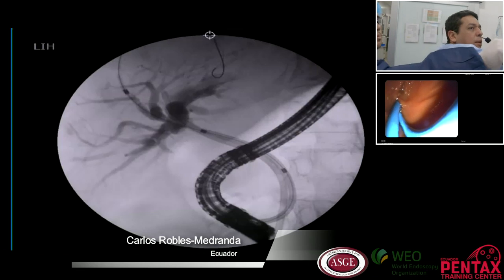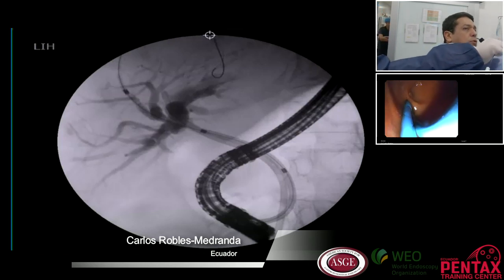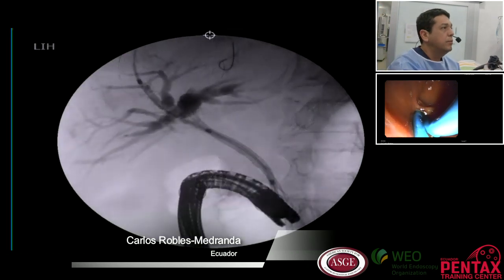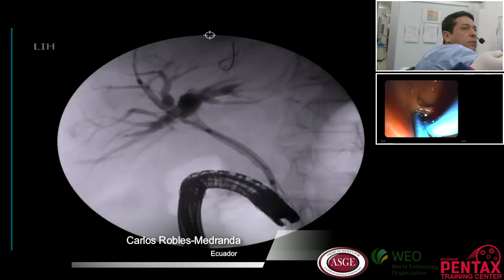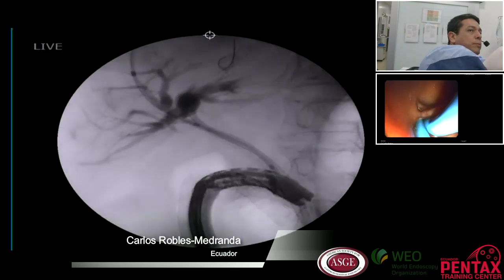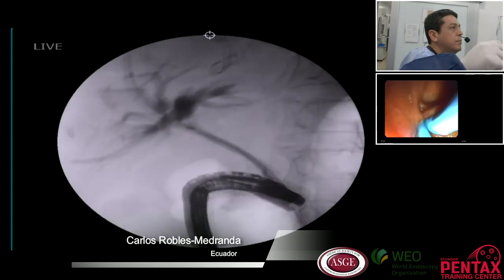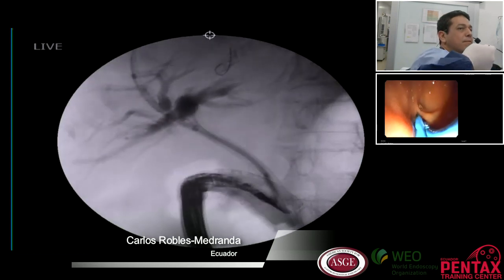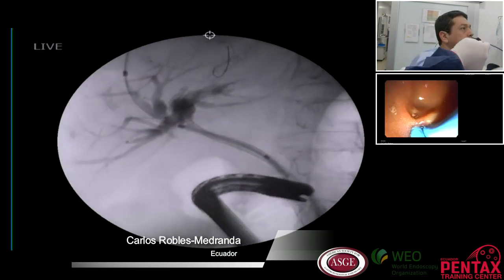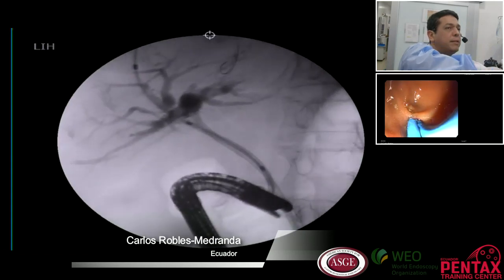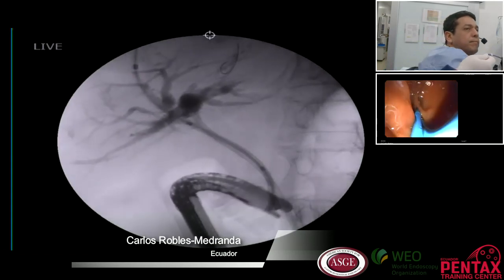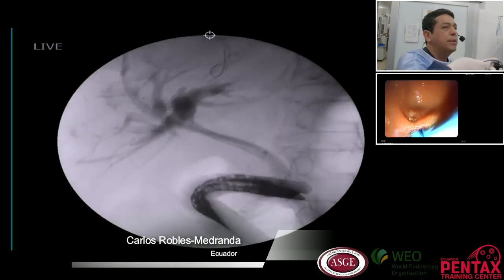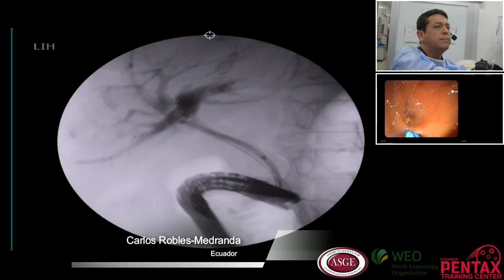So I am taking my large position just to give force with my scope. Now I am good. A little bit more force. So we are passing. You see? You see my stand? My stand is going up, huh?